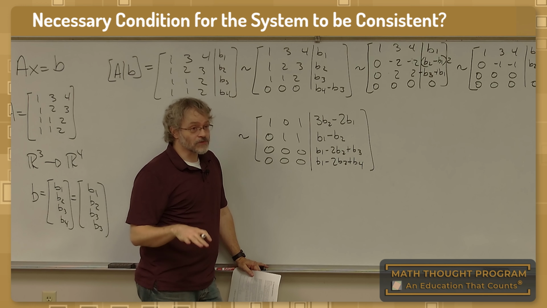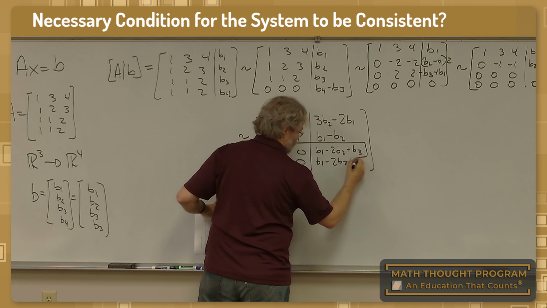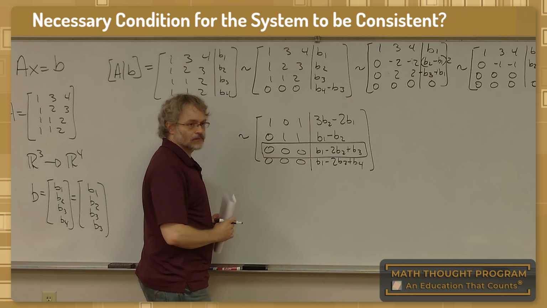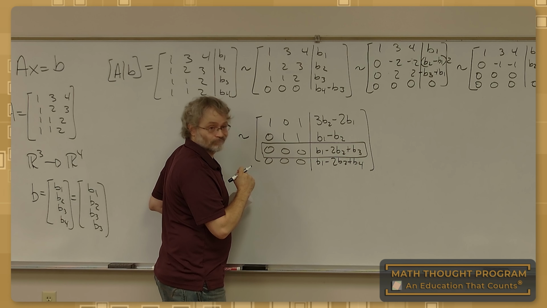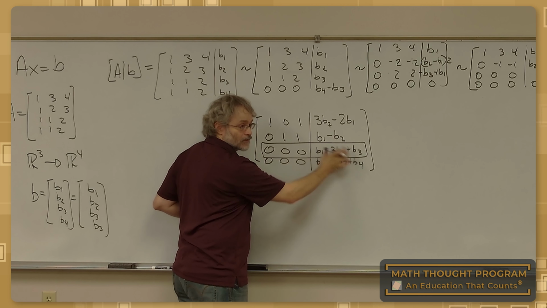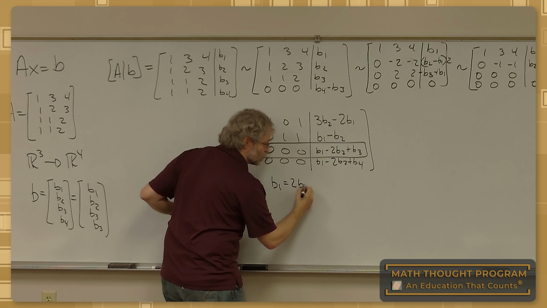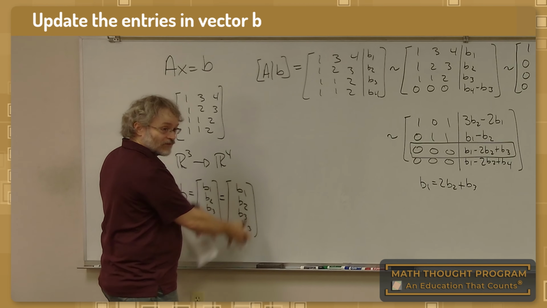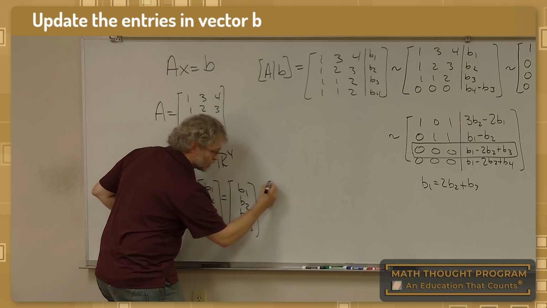Now, in order to maintain consistency, what can you say about that row? Could you have 0, 0, and not 0? Not if you want to be consistent. So for consistency, you need this to be 0. So B1 would have to equal 2 B2 plus B3. Now, I can come over here, I can update my vector yet again. I know what's going to happen here at B1. So I'll just take it and replace it.